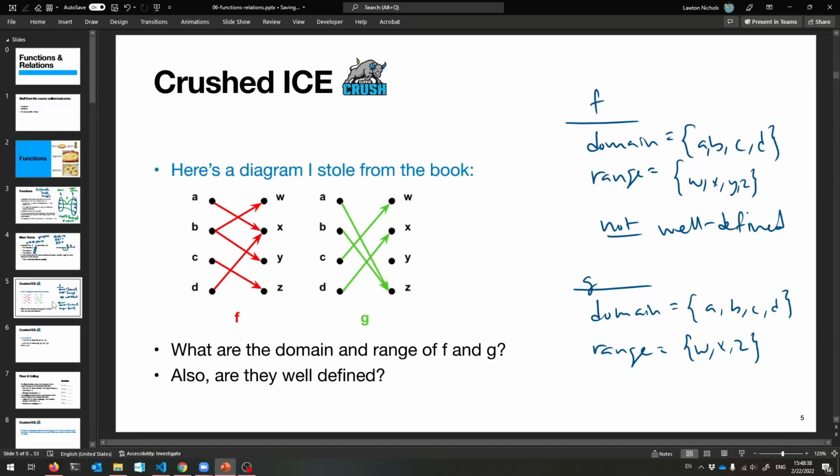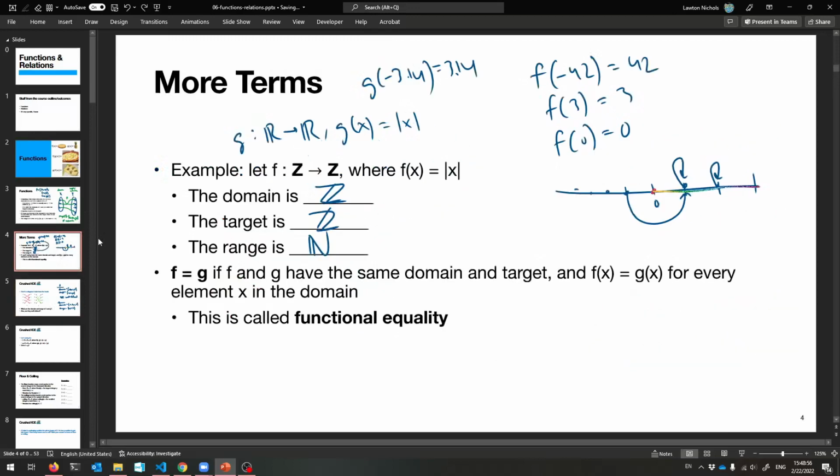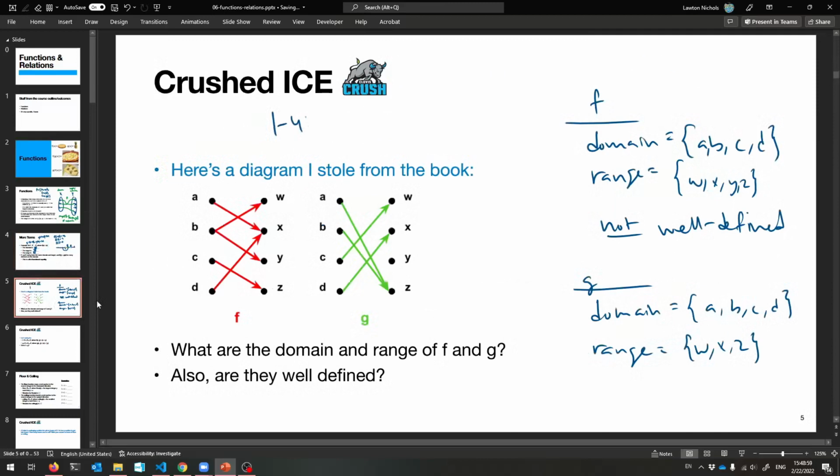Let's talk about G now. Is it mapping every element to exactly one element? 1 to exactly 1, 1 to exactly 1, 1 to exactly 1. Yeah, it is. It doesn't matter that it's hitting the same thing twice for separate elements. That was fine, and that happened for our absolute value function, in fact, right? It mapped negative 42 and positive 42 to positive 42. That's okay. It's okay to map different elements to the same element in the target. You can't do the opposite, though. Can't map the same element in the domain to 2 places or more. Okay, so this one is well defined.